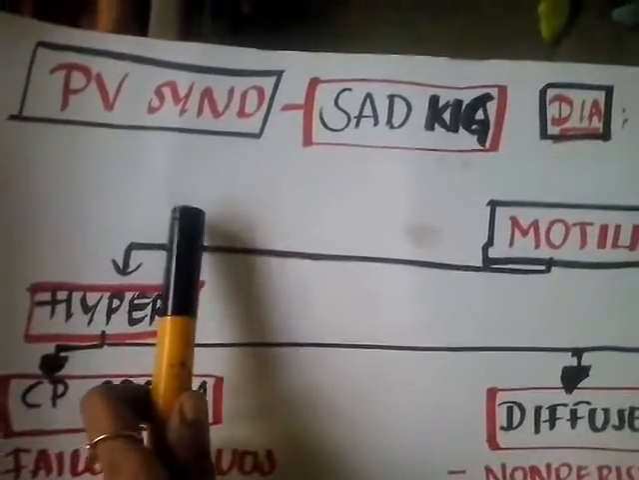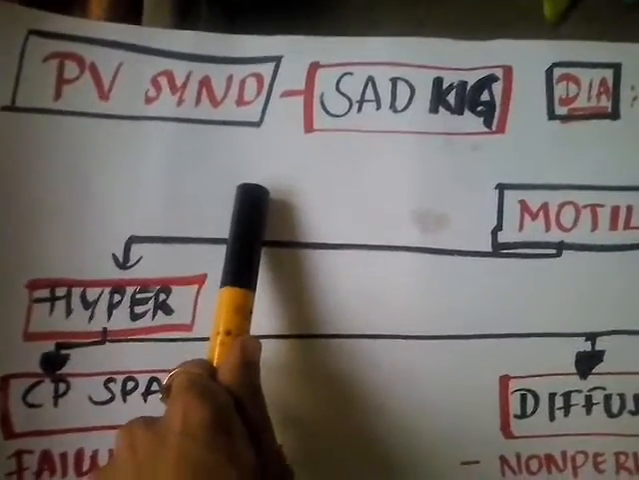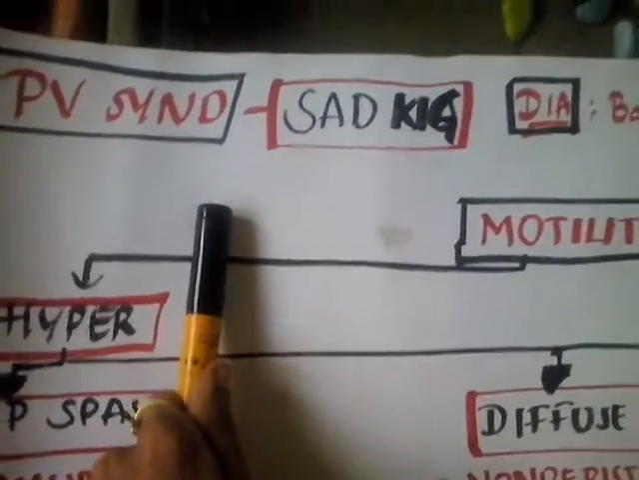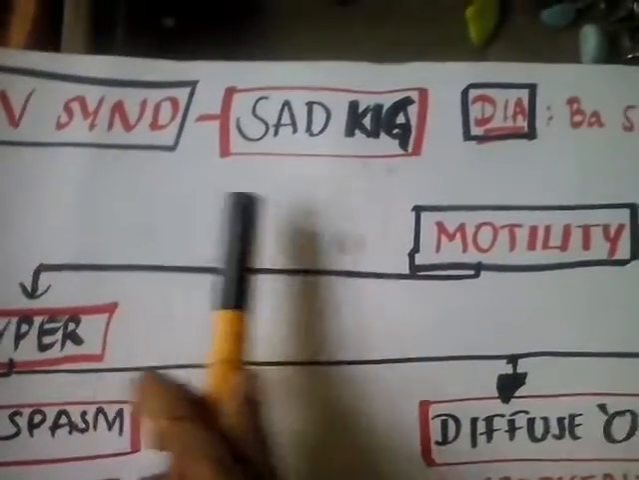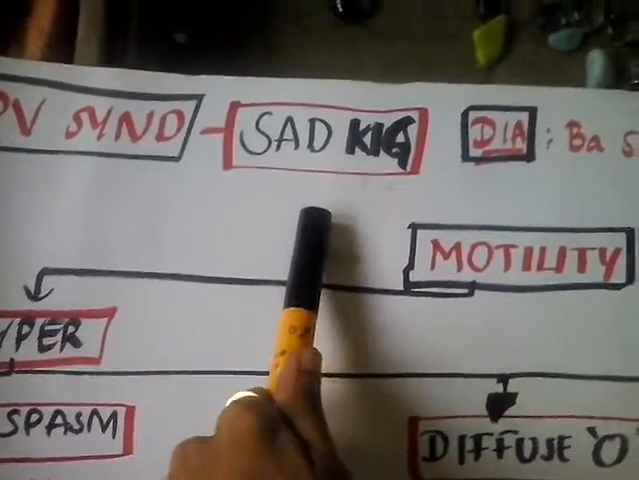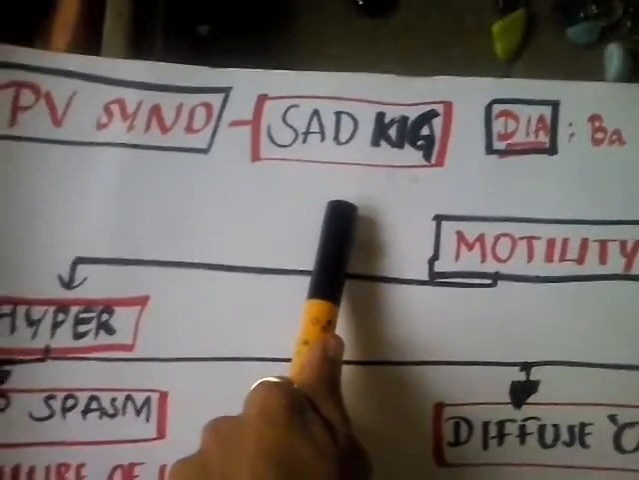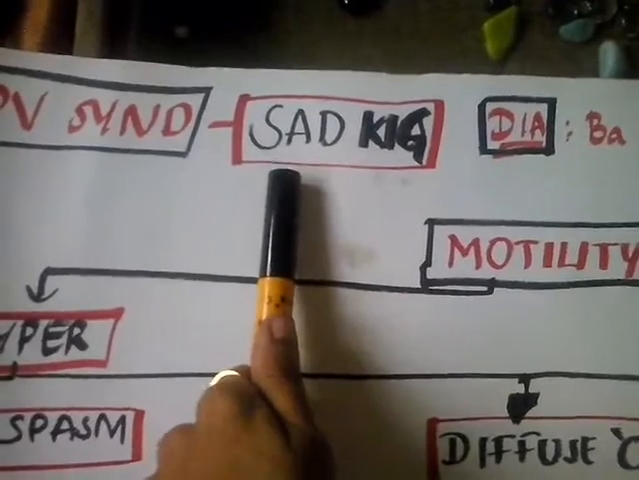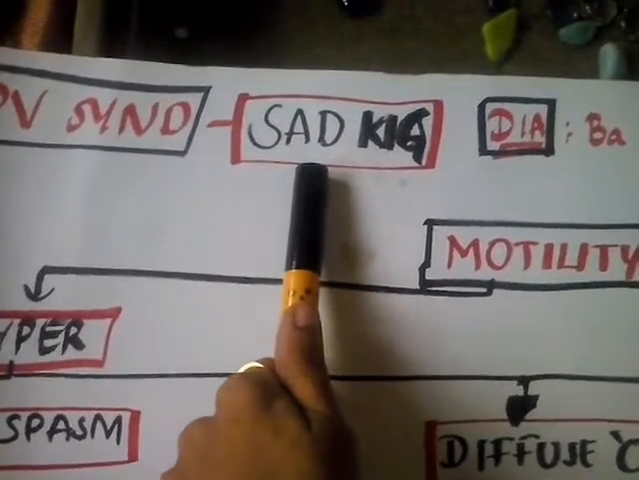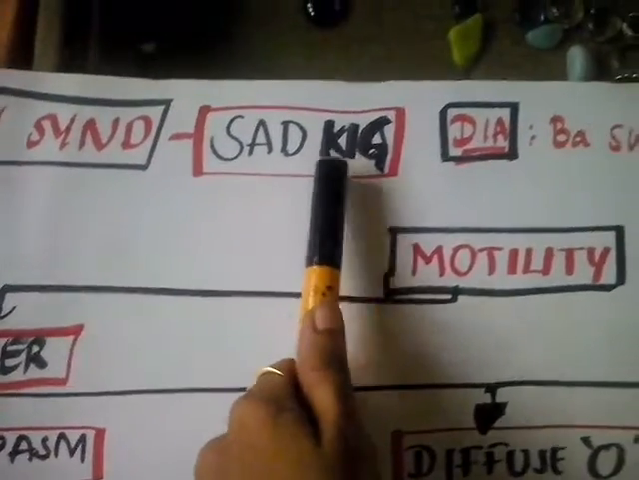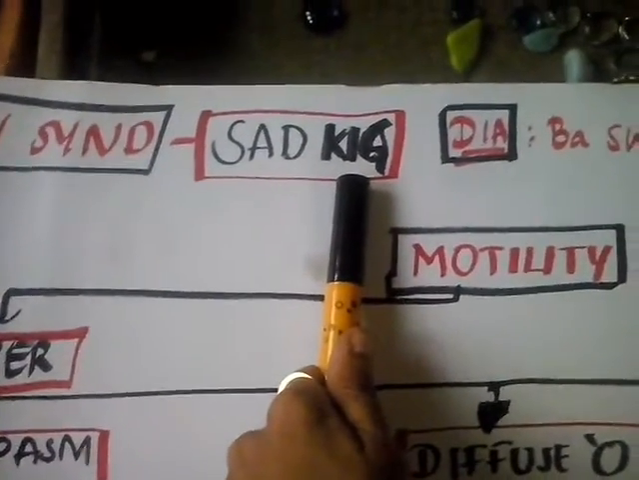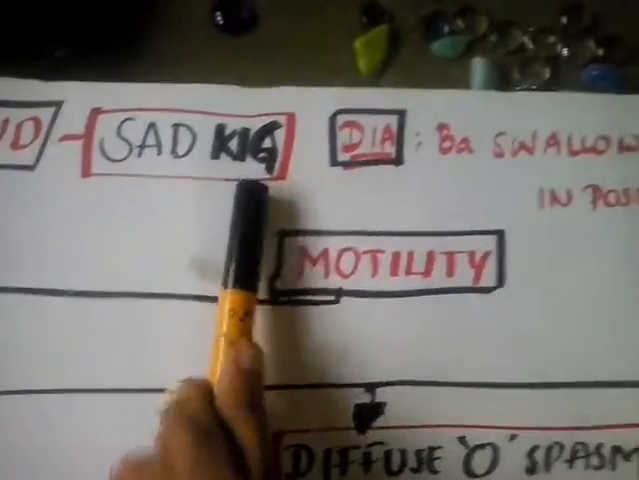Next, coming to Plummer-Vinson syndrome or Patterson-Brown-Kelly syndrome. It is due to the atrophy of muscles of the alimentary tract. The characteristic features are SAD, KIG, SAD, KIG: S for stomatitis, A for achlorhydria, D for dysphagia, K for koilonychia, I for iron deficiency anemia, and G for glossitis.